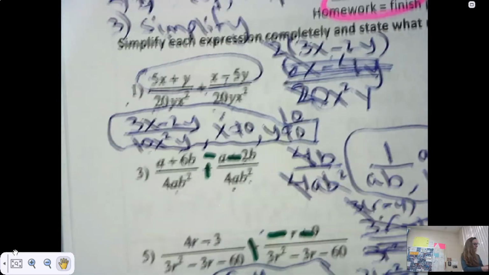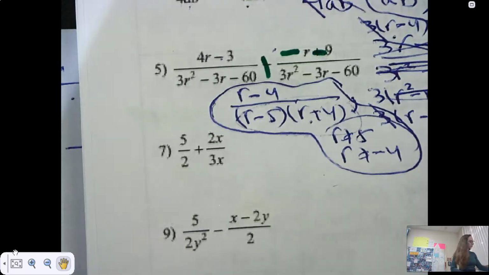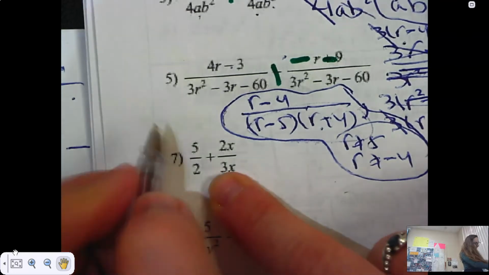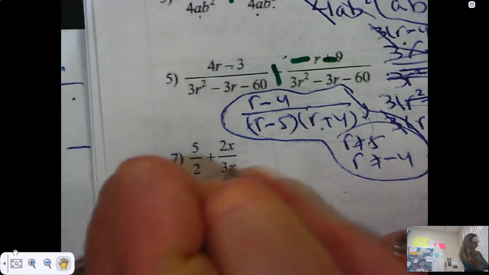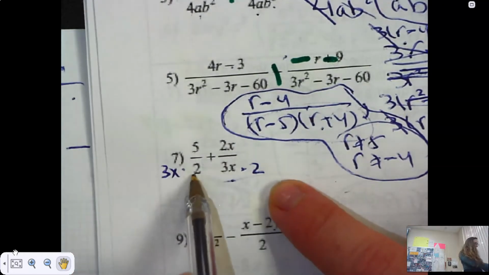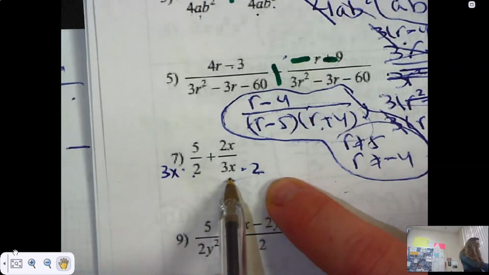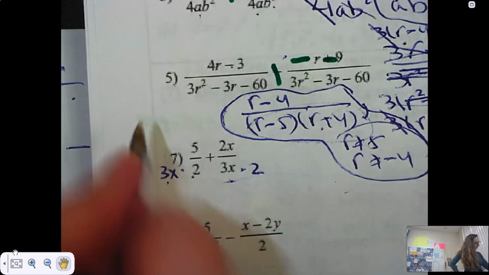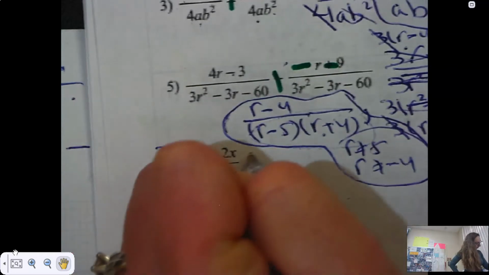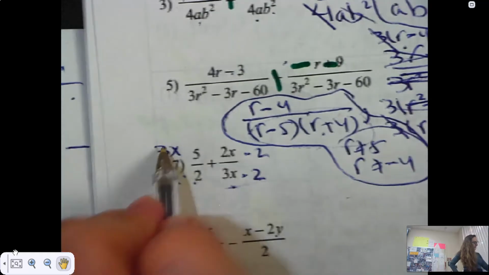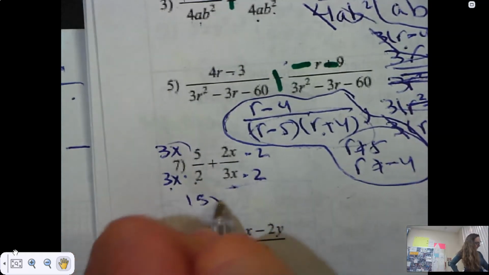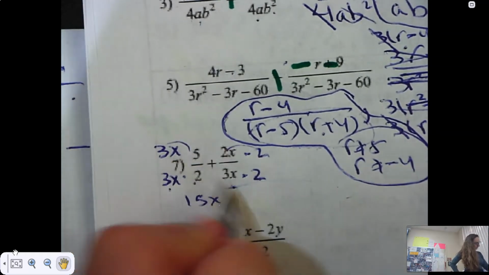So that's the same game I'm going to play over here with the 7. So they're not the same thing. But if this had a 3x and this had a 2, you've got a 2, you've got a 2. You've got a 3x, you've got a 3x. But if I do something to the bottom, I got to do it to the top. Now I multiply 15x. And I multiply plus.